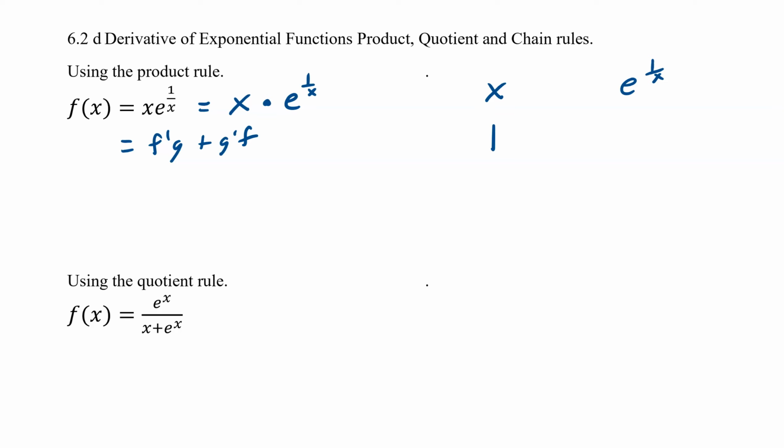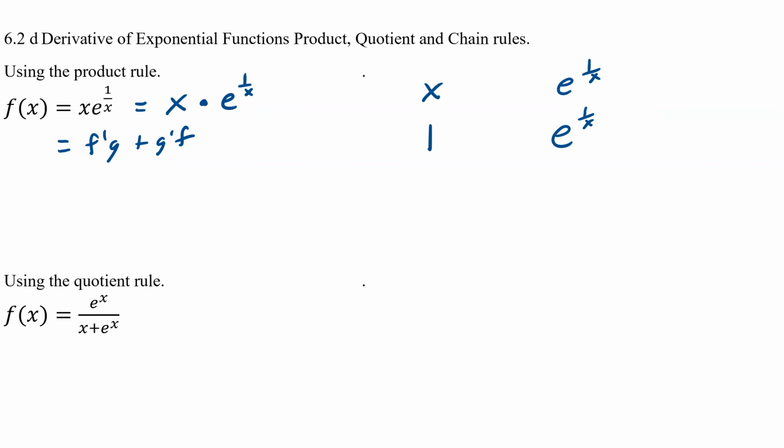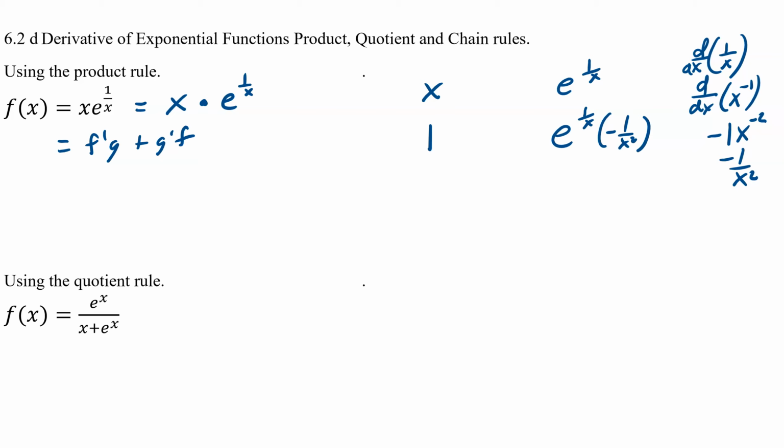Derivative of x is 1. Derivative of e to the 1 over x would be e to the 1 over x, and then now we have to do the derivative of 1 over x. So this would be the same as the derivative of x to the negative 1, so that's negative 1, x to the negative 2, so negative 1 over x squared. That's what we multiply by. So we end up with that.